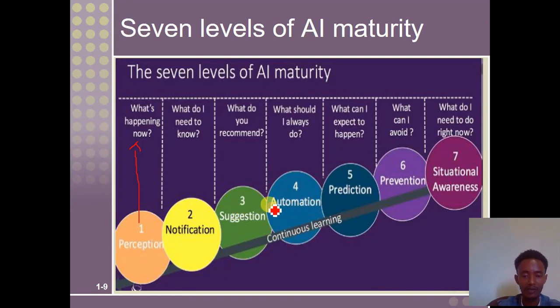Then automation. This indicates the continuous learning of the artificial intelligences. During the automation, for example, what should I always do? If they are autonomous devices with such algorithms, artificial intelligence devices able to do the work by themselves without human intervention, what should I always do? It should know what activity it always does. So another one is the prediction.